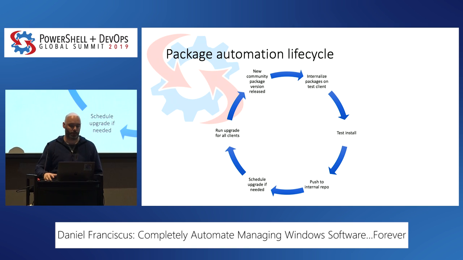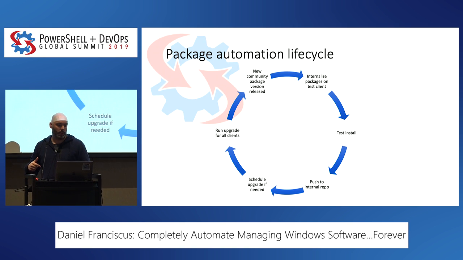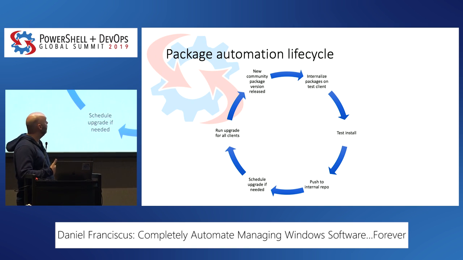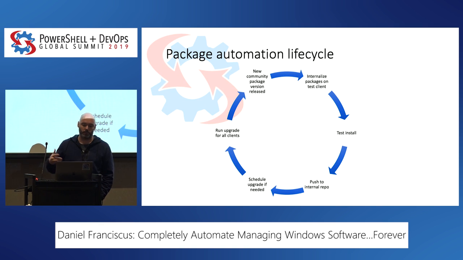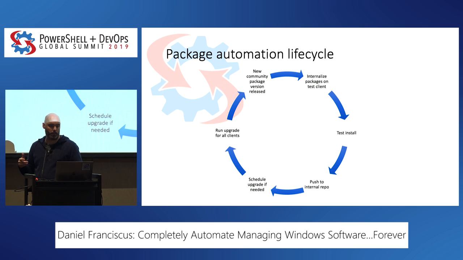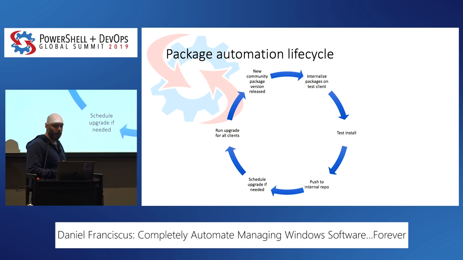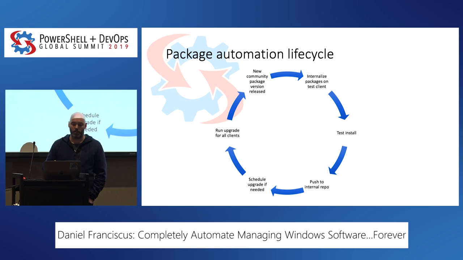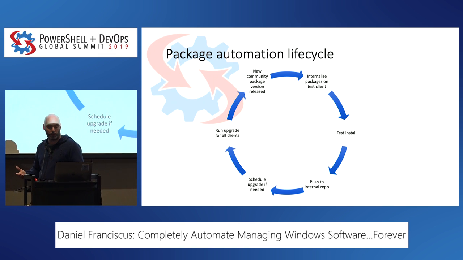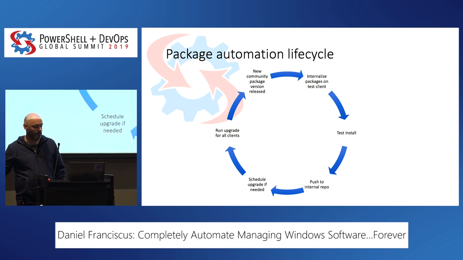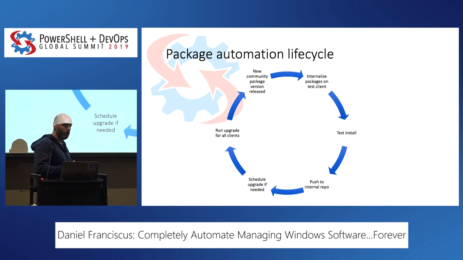So this is kind of an overview of the process we use. We'll start at the top. When a new community package version is released, we first want to find that on a test machine. We're going to internalize that package on a test machine. Test to make sure the installation works, obviously. Then, if that's successful, push it to our internal repo.